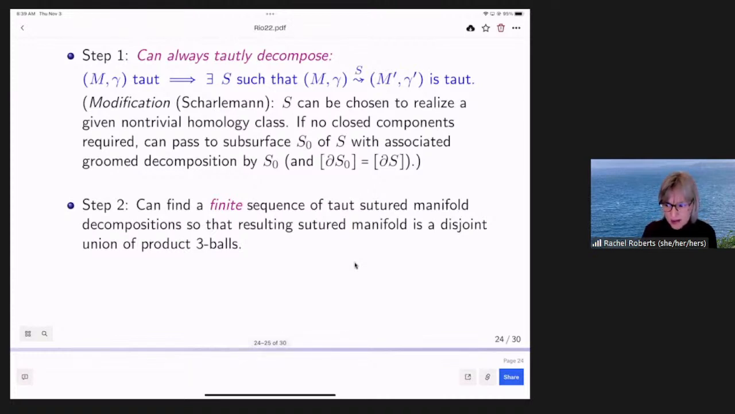So Gabai's game was to say, oh look, I can find a sutured manifold hierarchy, and corresponding to the sutured manifold hierarchy, you can construct foliations. And to show that there's a sutured manifold hierarchy, there were 2 pieces. Step 1, to show that you can always do something. And step 2, showing that you can always make your choices so that the process terminates.